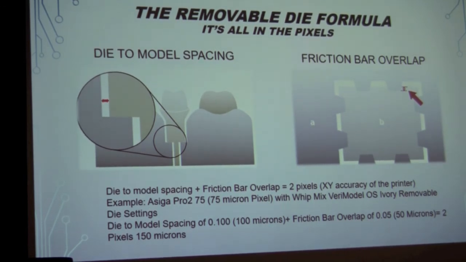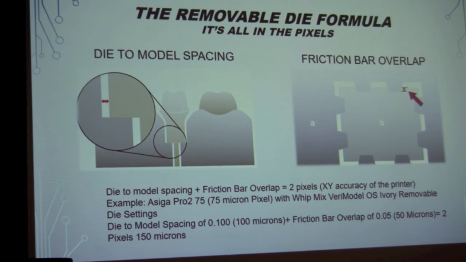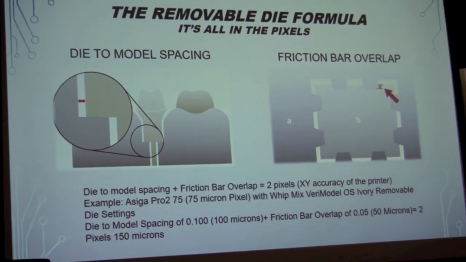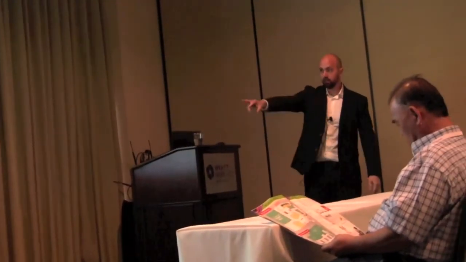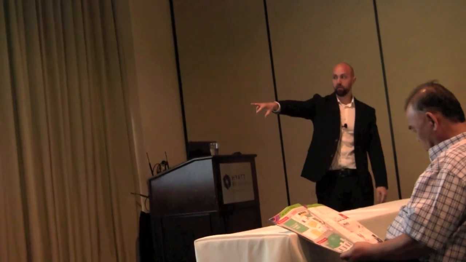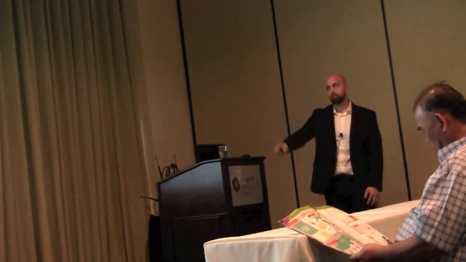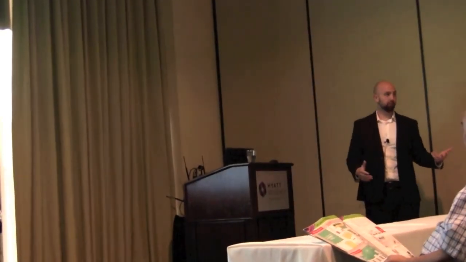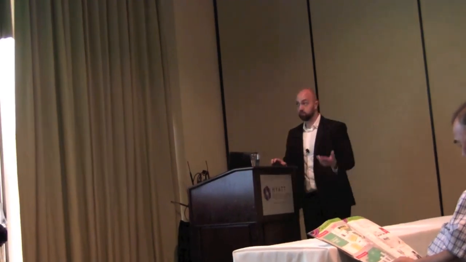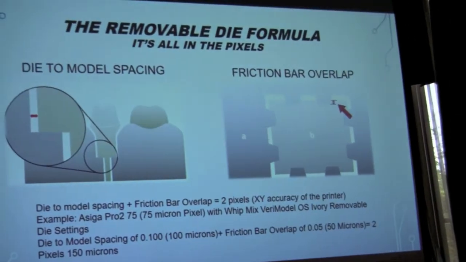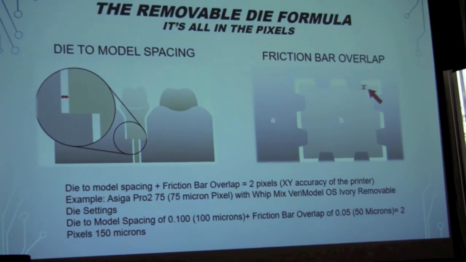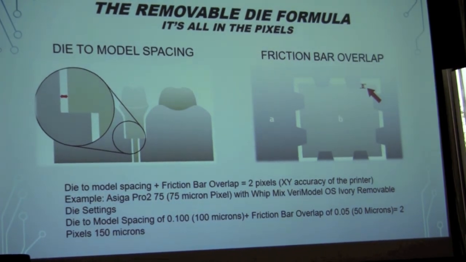With this setting, though, it is a very tight fit. We want it to not have any sort of lateral movement. If I wanted to make it a little bit looser, I would put the die to model spacing at 110 microns and move the friction bar overlap to 40 microns, so 0.04. With that, I'm still at that 2 pixel width. This is crucial. It's pretty simple, but if you have any questions about this, you're more than welcome to give me a call, and I can help you dial in the removable die settings.